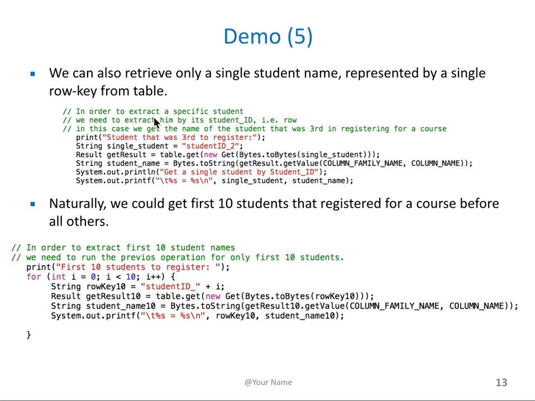Using this method, we can get the first 10 students that registered for a course before everyone else. So we need to have a loop from 0 until 10, 10 excluded, so 0 till 9. The row key string will be changed each time we iterate the loop, and then we will get that data and print it to check if we did everything right.